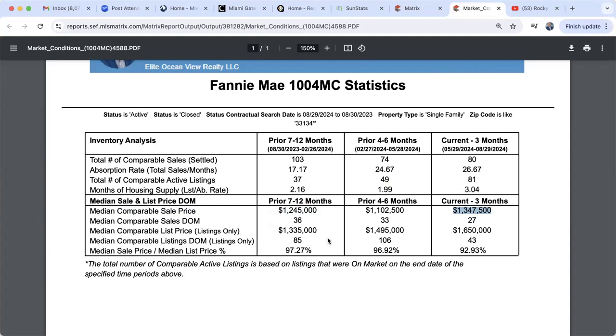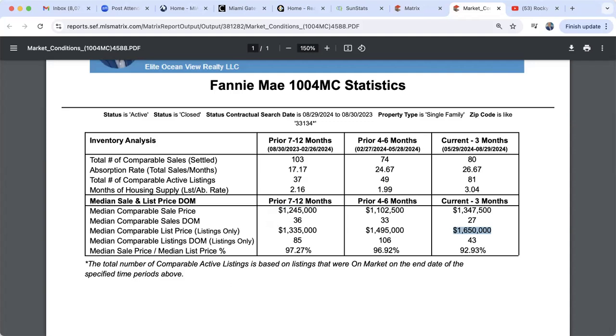And then the list prices are also up. We went from $1,335,000 now up to $1,650,000. So as a seller looking to sell your home, the median list price in zip code 33134 now stands at $1.6 million.